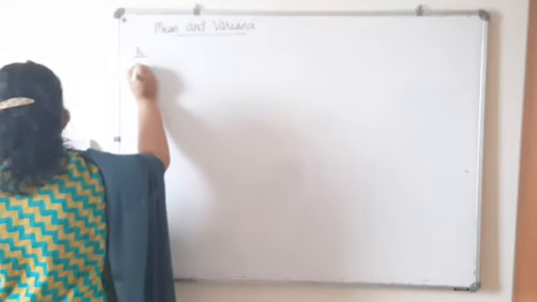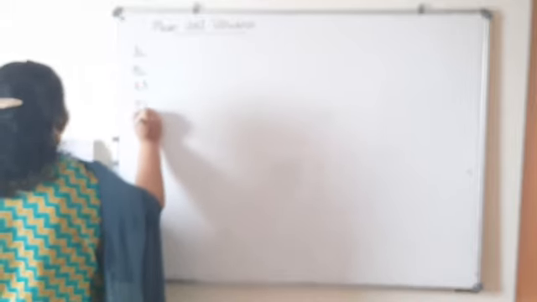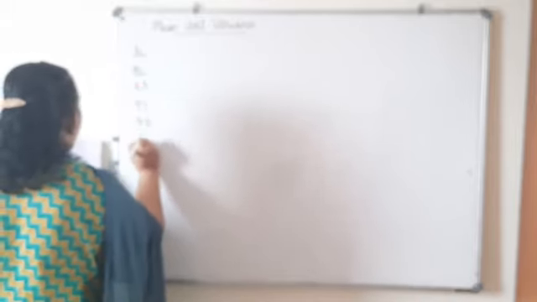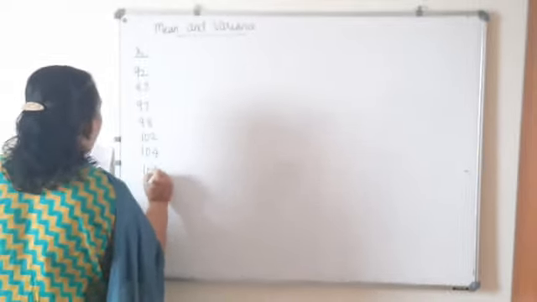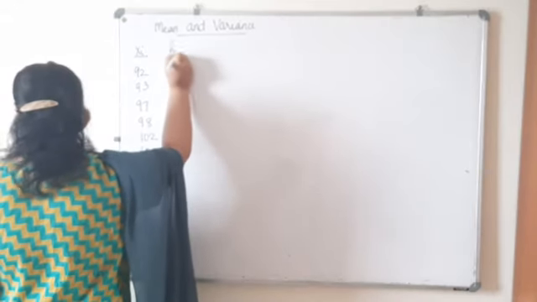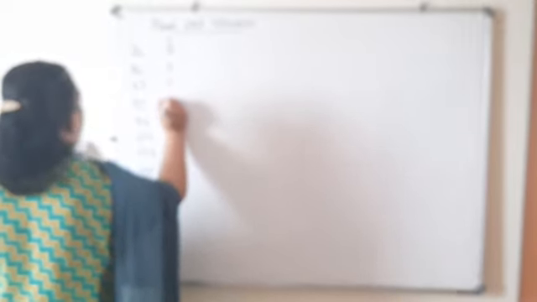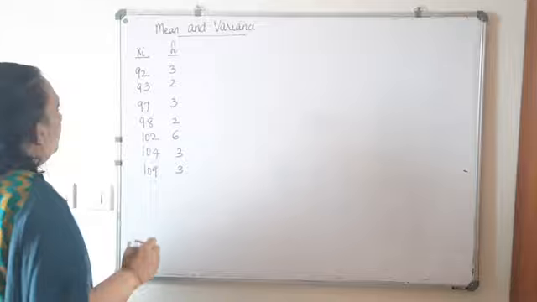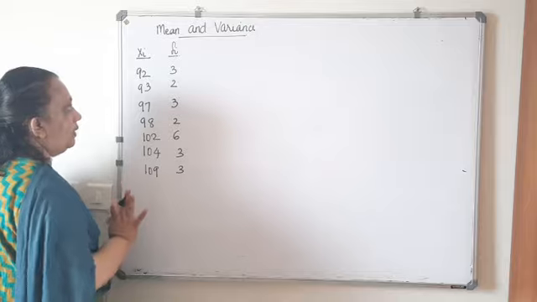Xi values are given: 92, 93, 97, 98, 102, 104, 109, and the frequencies are given: 3, 2, 3, 2, 6, 3 and 3. Now, here class intervals are not given, only the xi values and frequencies are given.